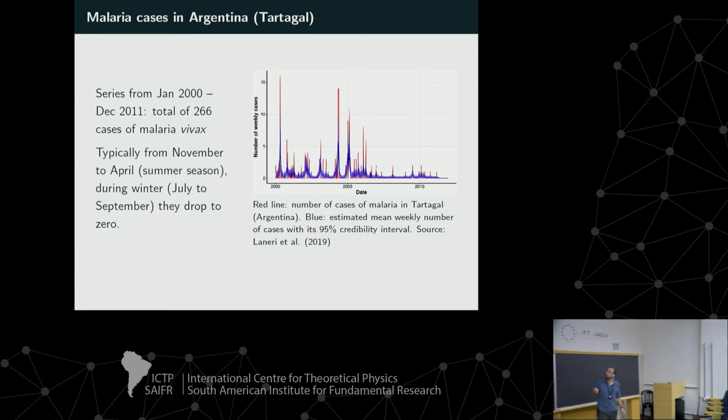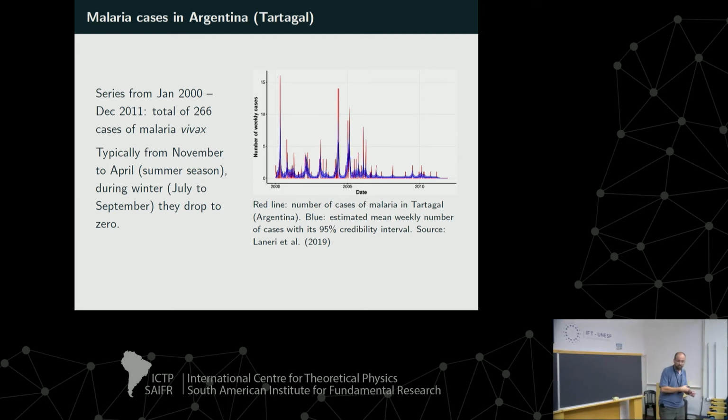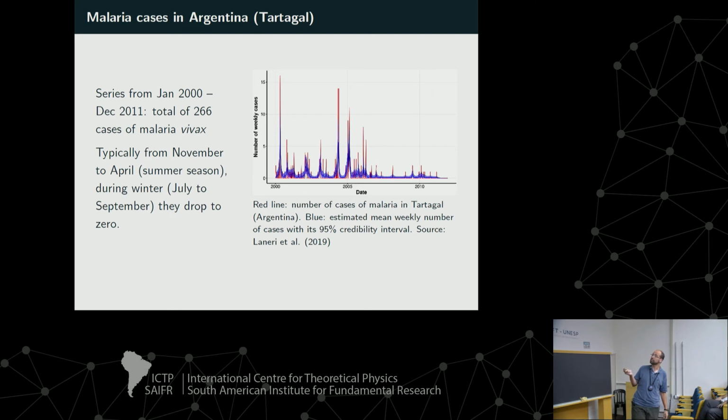Now we already have something interesting here, because I told you that cases typically begin in November. But we do have data for mosquitoes in this region, or close to this region, and the peak of mosquitoes is in October. So this is funny. Let's dive into it.